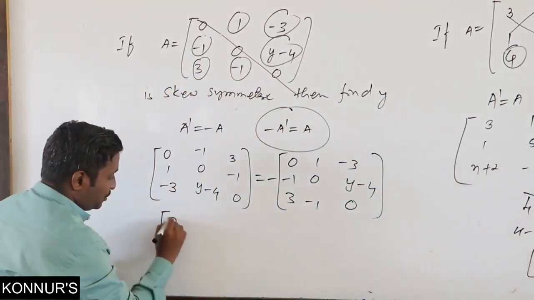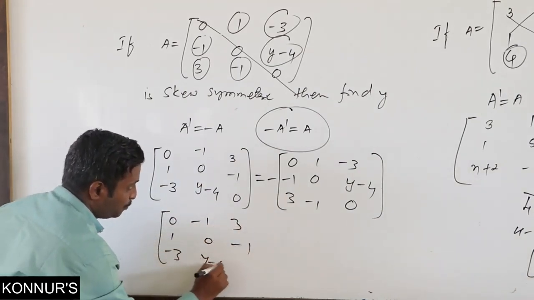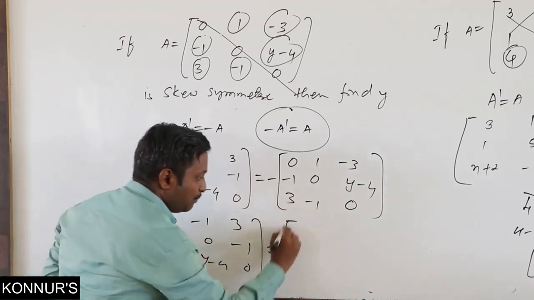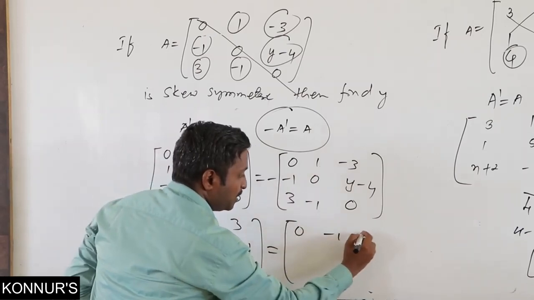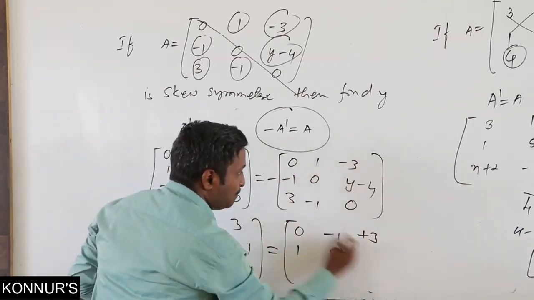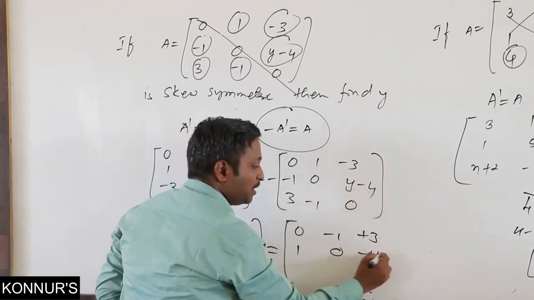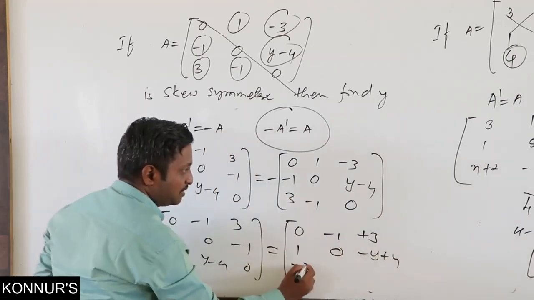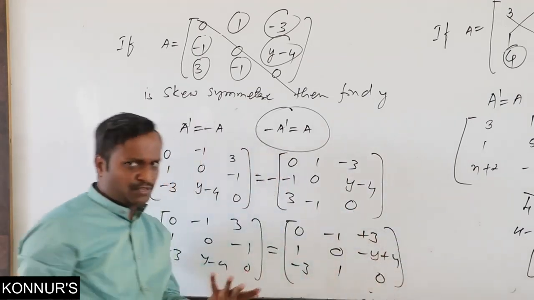So here what happens? 0, minus 1, 3, keep as it is. 1, 0, minus 1, minus 3, y minus 4, 0, keep as it is. Making minus multiply here. 0, minus 1, minus plus, minus plus, 0. What happened? Y minus 4 becomes minus y plus 4. This is minus 3, minus plus 1. This is 0.